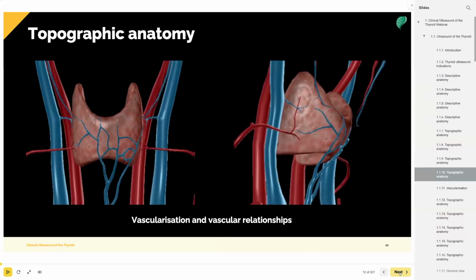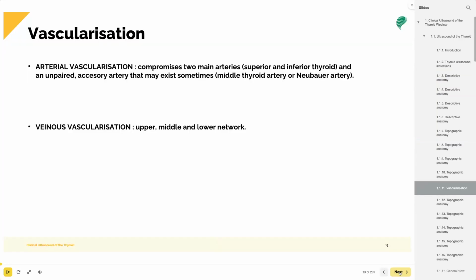This is depicting the vascularization around the thyroid and associated with the thyroid in this image. In terms of arterial vascularization, the lobes comprise two main arteries, superior and inferior to the thyroid. In almost any thyroid view, we can view the carotid and the jugular arteries. They're paired on each side.